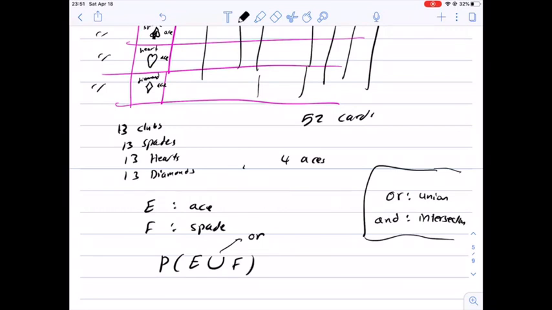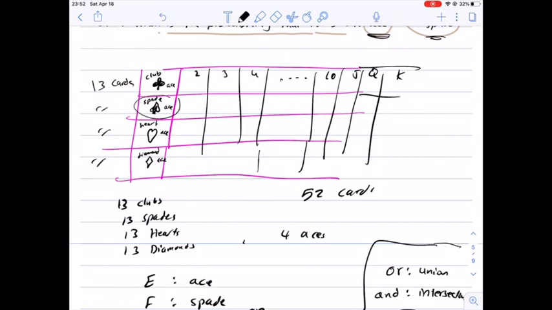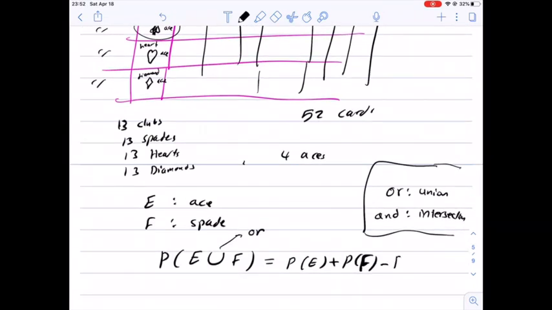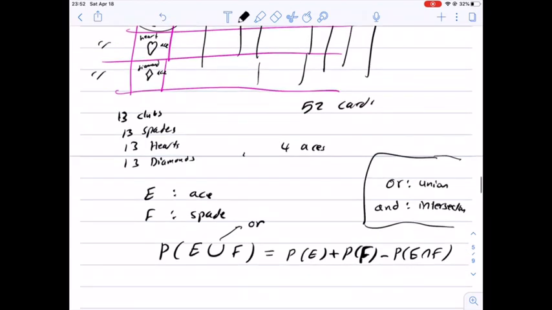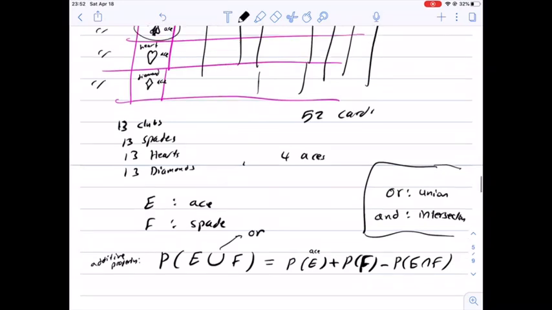So E union F is probability of E plus probability of F. This is general. We have something in common between ace and spade because this can be ace and spade, minus probability of the intersection. This is called the additive property of the probability. So what is the probability of E?